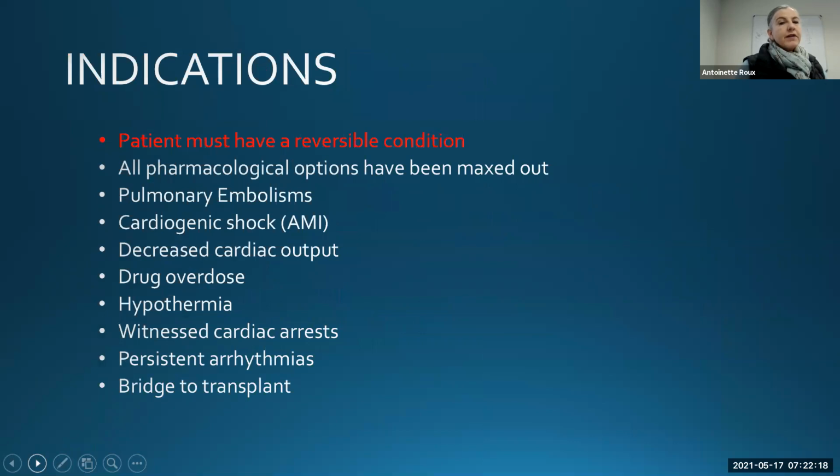So the patient must have a reversible condition. You won't put a patient on there that's in chronic cardiac failure if you're not sure that he's going to have a heart on the other side to be transplanted. Otherwise, the patient must have a reversible condition. So when you've maxed out all your pharmacological options, this is where we will put the patient on ECMO.